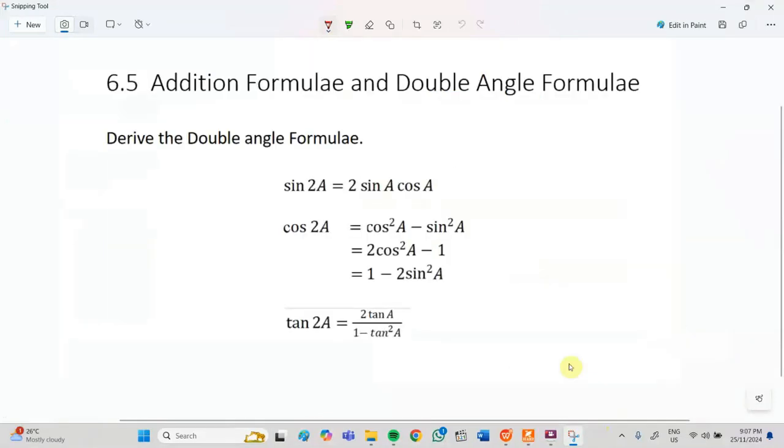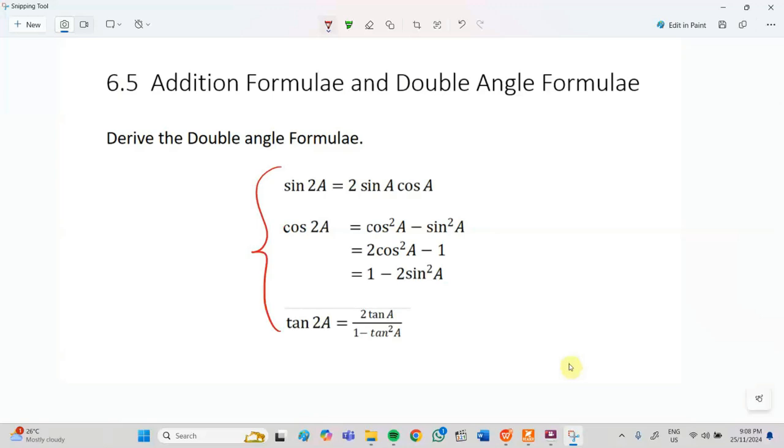And now we move on to 6.5, addition formulae and double angle formulae. So to derive the formula, there are 3 sets. The first one is sine 2A, the second one is cosine 2A, and the last one is tangent 2A. And all these double angle formulae can be derived by using the addition formulae, which is also given in the formula list during the exam.